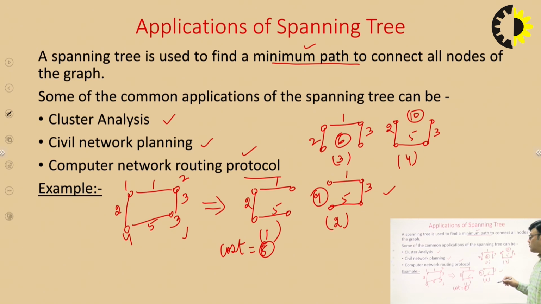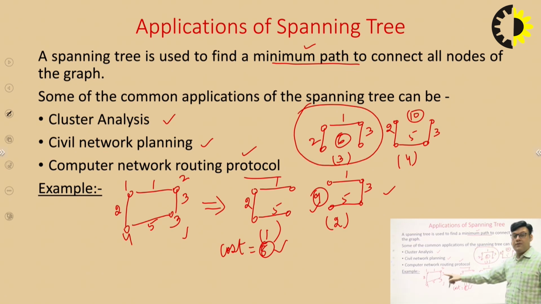So we will find the spanning tree which has the minimum cost. The costs are 8, 9, 6 and 10. So we have seen that this third spanning tree for the given graph has the minimum cost. So this is the minimum spanning tree.